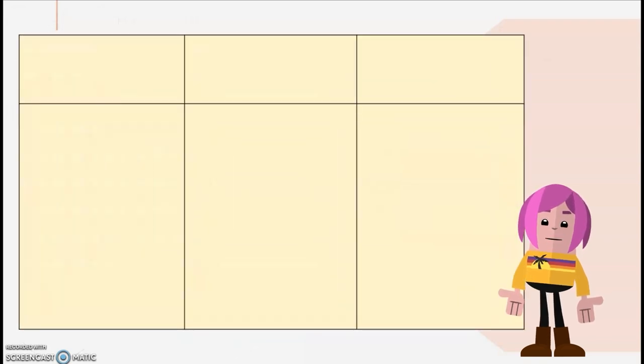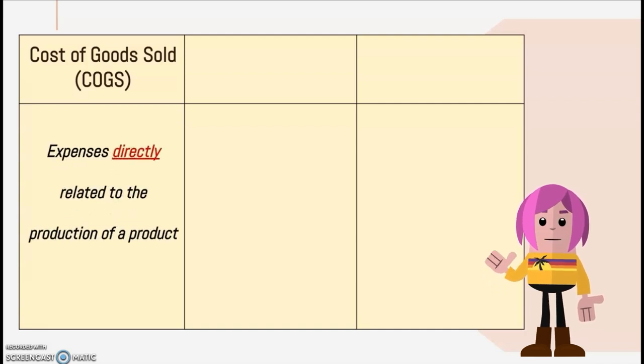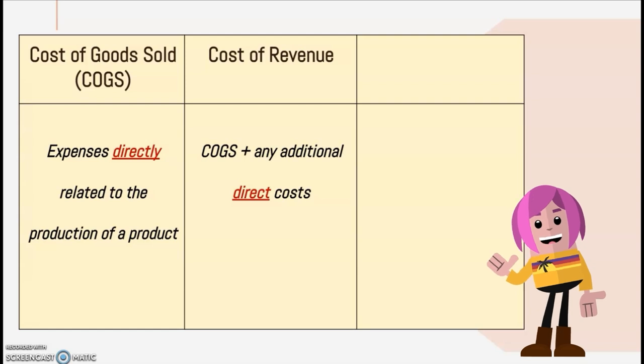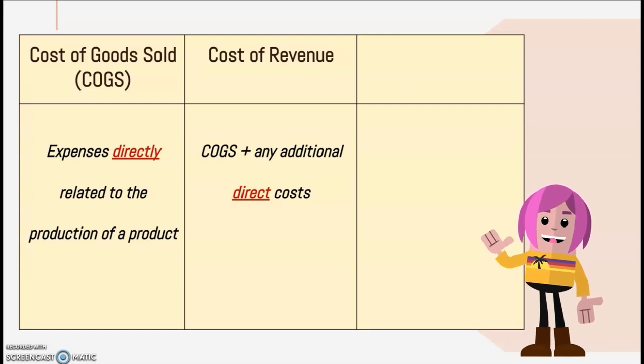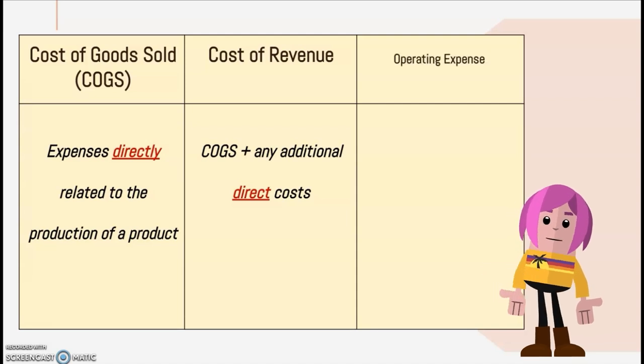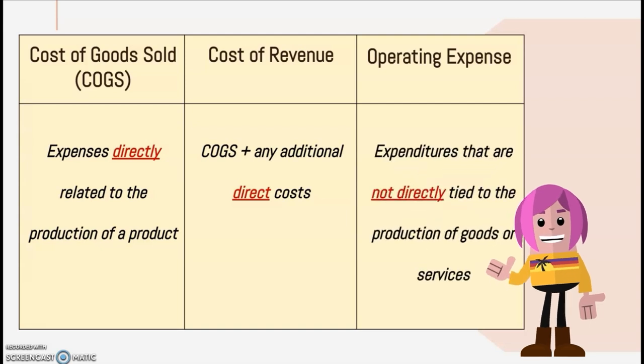Now let's summarize. Costs of goods sold, or COGS, refers to expenses directly related to the production of a product. Cost of revenue takes into account the cost of goods sold, COGS, or cost of services provided, plus any additional direct costs. Operating expense refers to expenditures that are not directly tied to the production of goods or services.